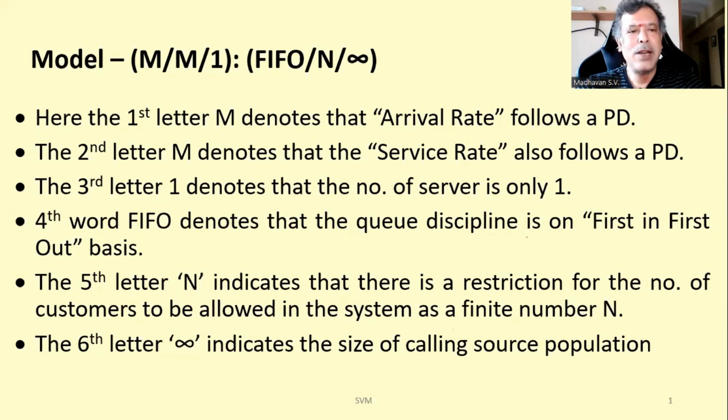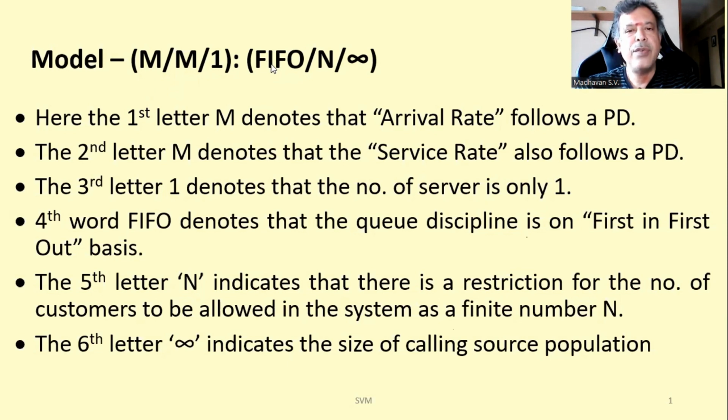In this video, we will understand the queuing model M/M/1 : FIFO/N/infinity. The first capital M denotes that the arrival rate follows a Poisson distribution. The second capital M denotes that the service rate also follows a Poisson distribution. The third letter 1 denotes that there is only one server or one service channel in the model.